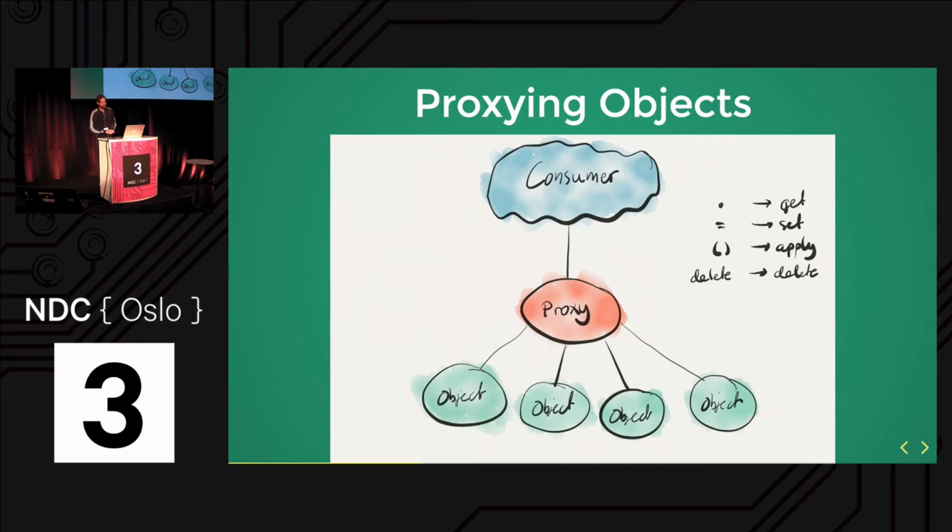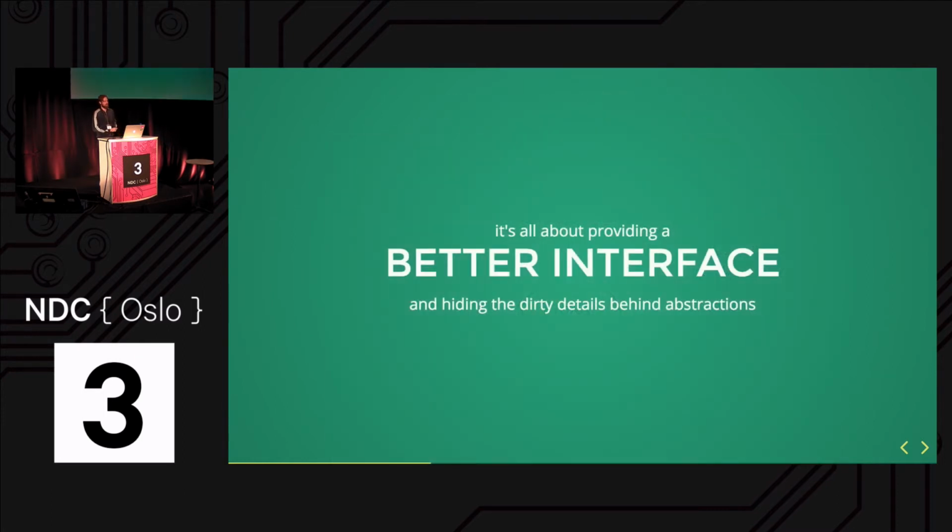more general objects. An object has different properties that you can read. You can get something, you can set something. It might have methods that you can apply, and so on. So again, this is all about providing a better interface to program against and to interact with.